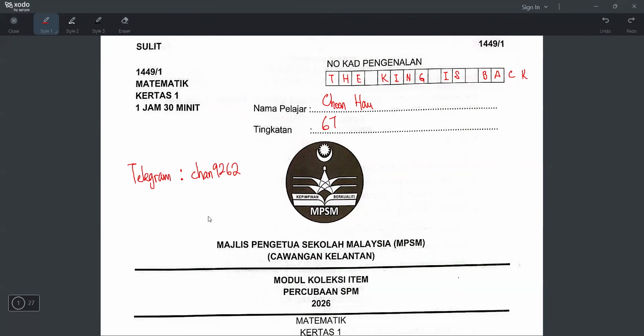This is the Kelantan one, and hopefully more state papers will be out in the public and I can make more videos in the future. So this video is the Kelantan Percubaan SPM 2026 Mathematics Kertas 1.